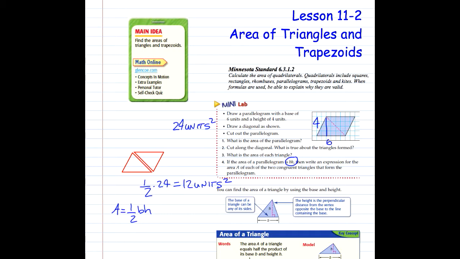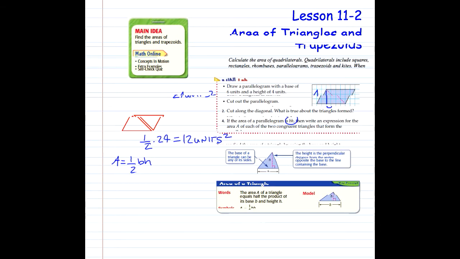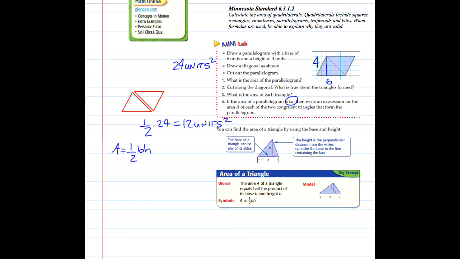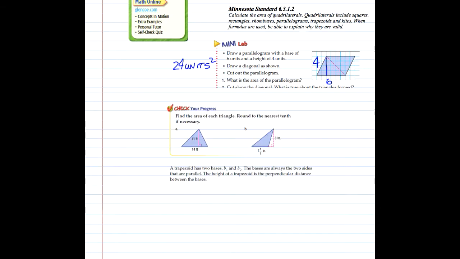You can find the area of a triangle by using the base and height. The base of a triangle can be any of its sides. The height is the perpendicular distance from the vertex opposite the base to the line containing the base. The area A of a triangle represents half the product of its base and height. The formula, therefore, to find the area of a triangle is 1/2 times the base times the height.